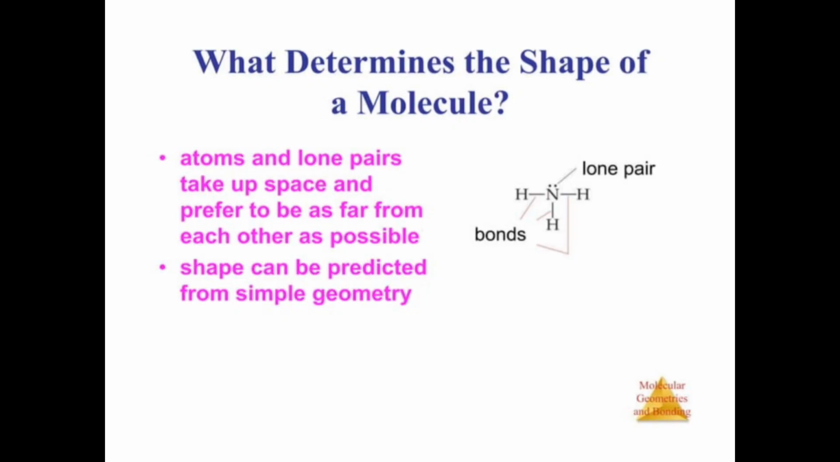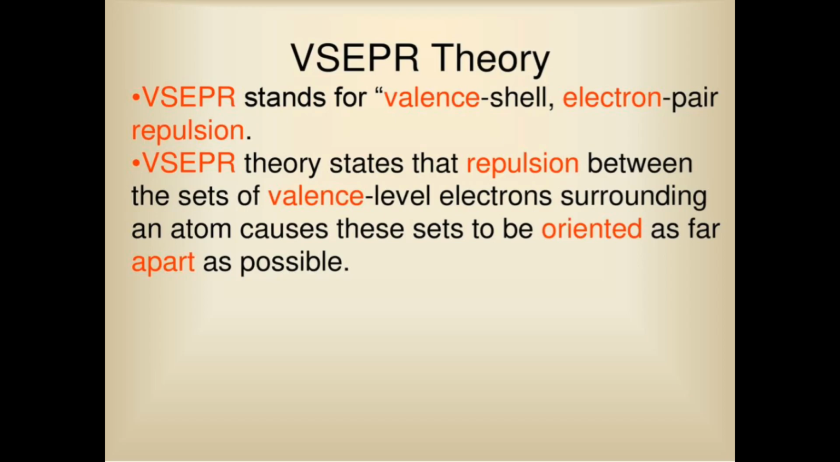Now let's look at an important theory that helps in determining molecular geometry. It is called the VSEPR theory. The VSEPR theory stands for valence shell electron pair repulsion theory. The VSEPR theory states that repulsion between the sets of valence level electrons surrounding an atom causes these atoms to be oriented as far apart as possible.